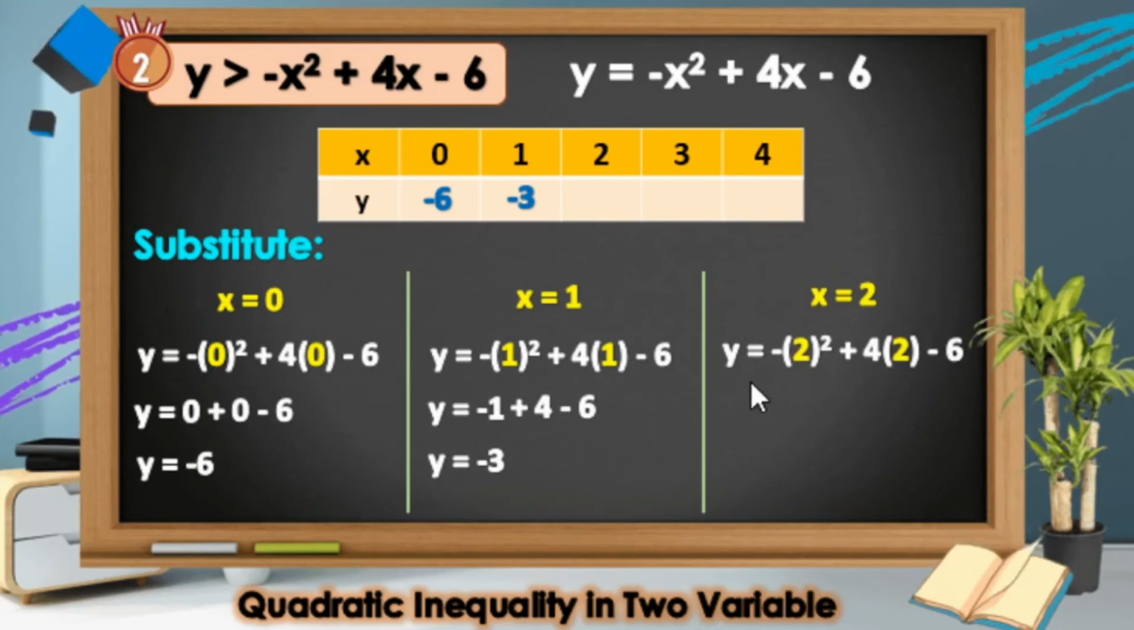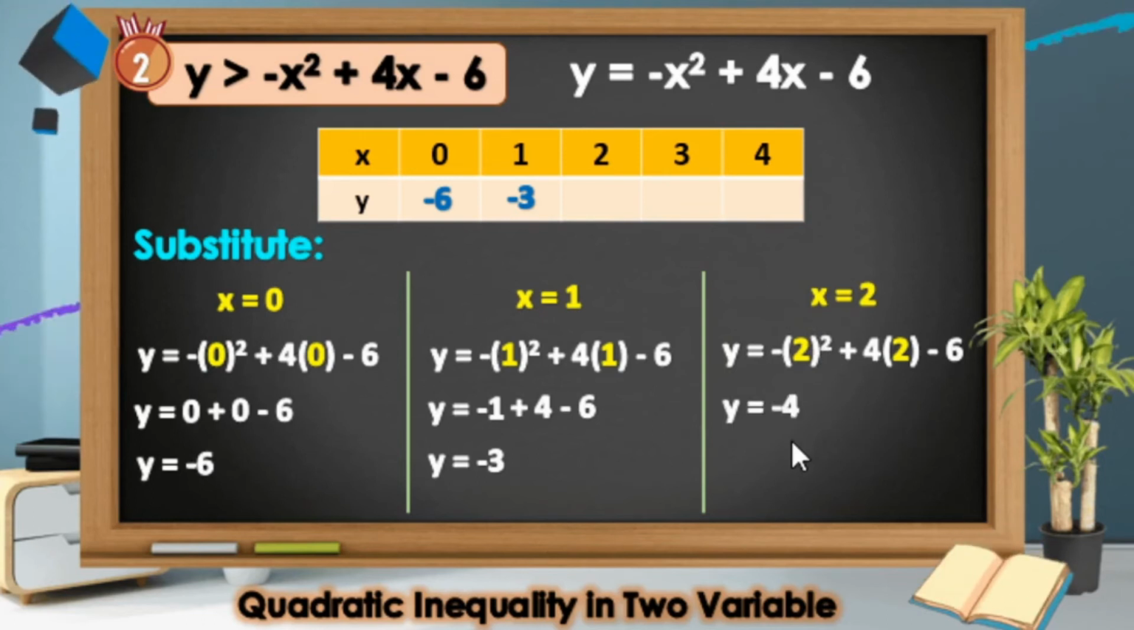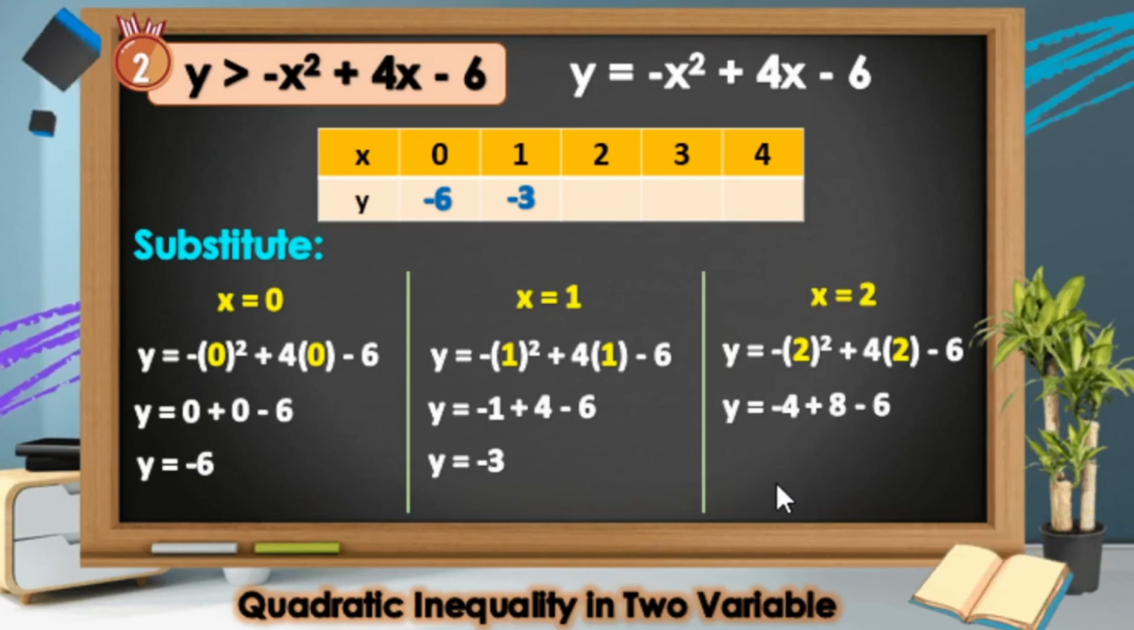So, we will have y is equal to negative 2 squared, or negative times 2 squared, plus 4 times 2 minus 6. So, we will have negative 4 plus 8 minus 6. So, we have negative 2. So, if x is 2, the value of y is negative 2.